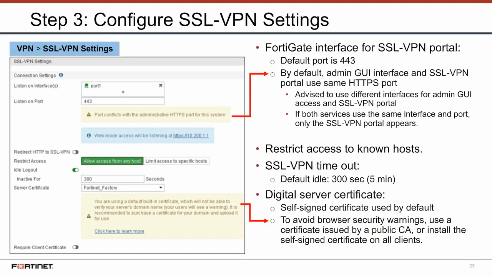After you configure the SSL VPN portal, the next step is to configure the SSL VPN settings. Let's start with the connection settings section. Here, you need to map a FortiGate interface to the SSL VPN portal. The default port for the SSL VPN portal is 443. This means users need to connect to the IP address of the FortiGate interface mapped to the SSL VPN portal using port 443 HTTPS. If you enable Redirect HTTP to SSL VPN, users who connect using HTTP TCP port 80 will be redirected to HTTPS.